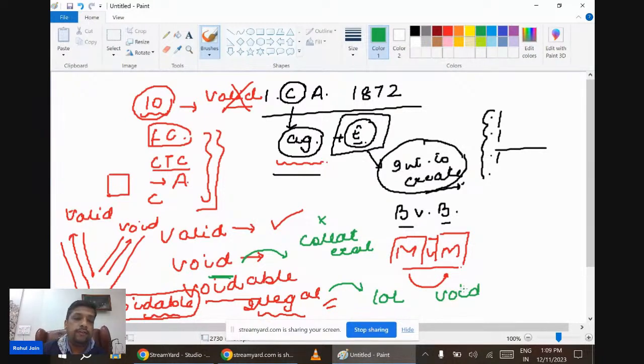So understood? Therefore, when you are marking an answer in your paper, please pay attention to whether you are choosing void or illegal. Don't think both are the same. No, they are not the same.